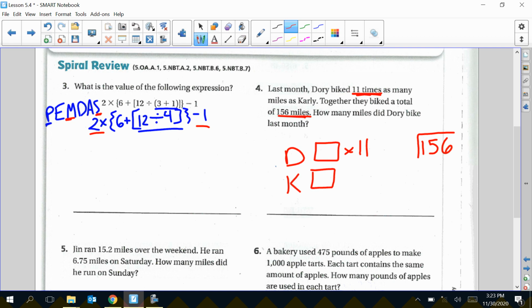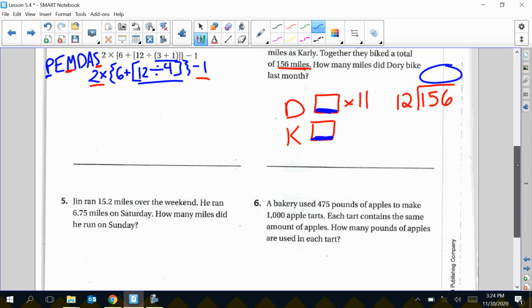So this goes back to, we're not going to divide by 11, we're going to divide by 12. 1 box for Carly, Dory gets 11 of those boxes. So we're dividing by 12. The answer that you get is Carly's amount. To solve this, you figure out what Carly's is, and then you take it times 11 to figure out Dory's. Okay, so divide 156 by 12, get your answer for Carly, and then multiply it by 11 for Dory.